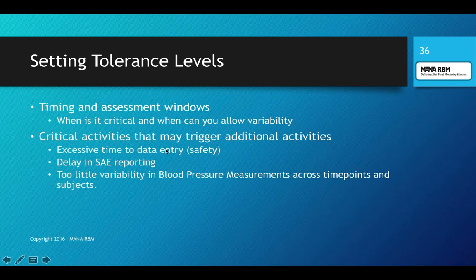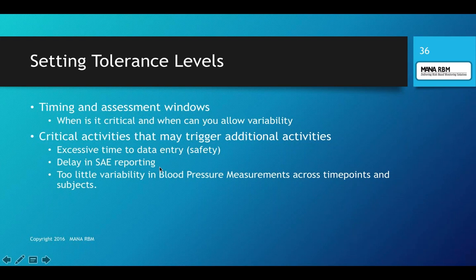And remember, this isn't just about making sure that you have the data to SDV. This is really about subject safety. So if we get that data right away, then we can begin to look at that, identify risk, and see whether the site is doing what they're supposed to.